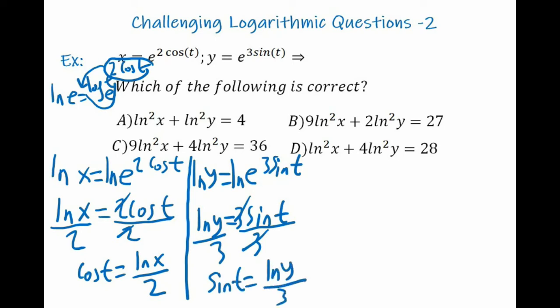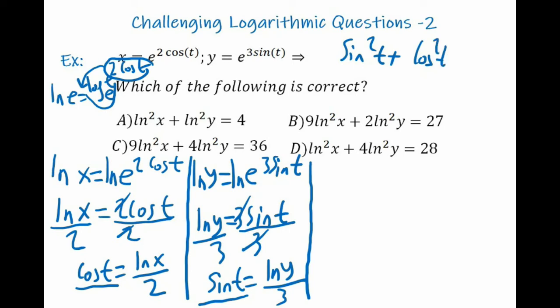So I have sine t here, and I have cosine t here. I know that, let me write it at the top on the right, sine square t plus cosine square t is 1, and I'm going to benefit from that formula. So once I take the square of cosine t, take the square of this, and then take the square of sine t.